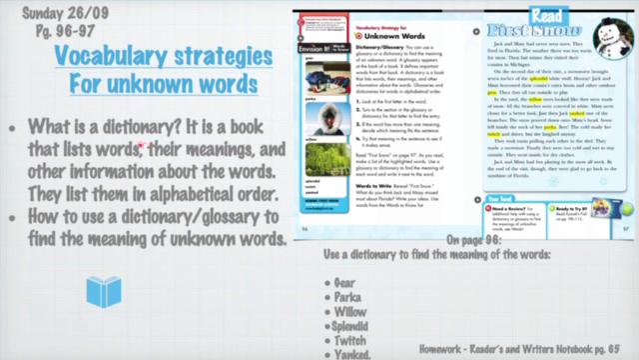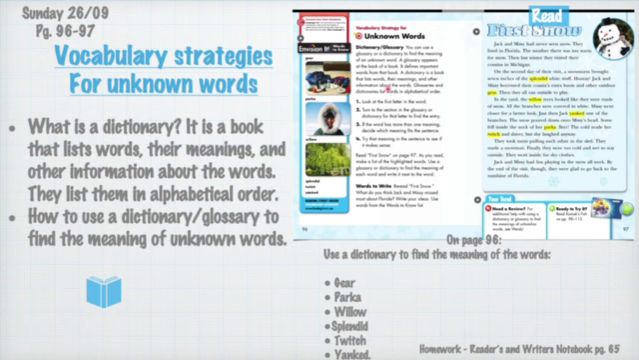So what is a dictionary? It is a book that lists words, their meanings, and other information about the words. They list them in alphabetical order. A glossary appears at the back of a book, especially the book that you're reading. It defines important words from that book.